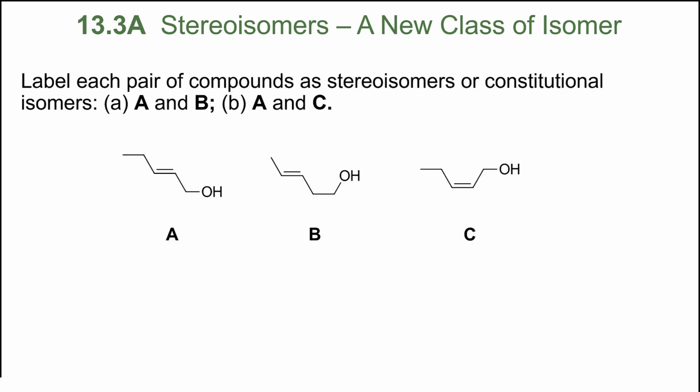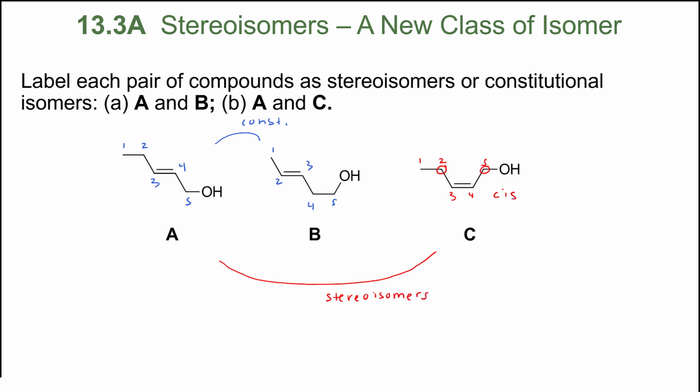If we look at these to label whether they are stereoisomers or constitutional isomers, we're going to look at A and B. And one of the things you can do is just number the chain to see where groups are at. And A has a double bond starting at 3, whereas B has it starting at 2. So these are constitutional. And then we're looking at A and C. They both have the double bond starting at 3, so these are stereoisomers. In C, my big groups are on the same side, so this one happens to be the cis. These are on opposite sides, so this is the trans.